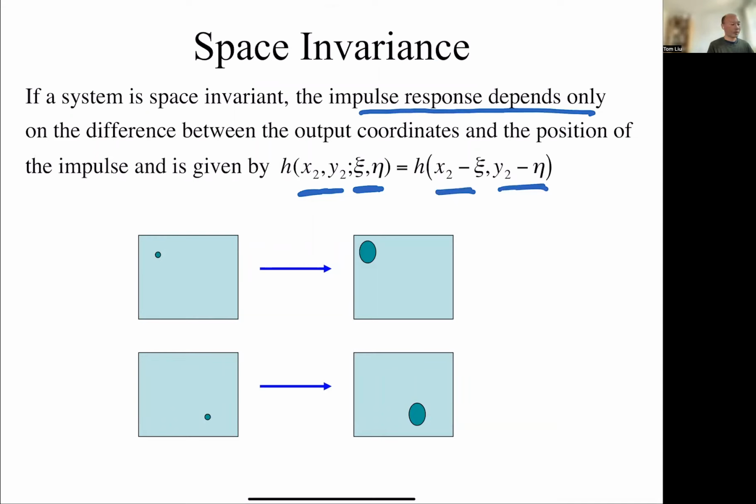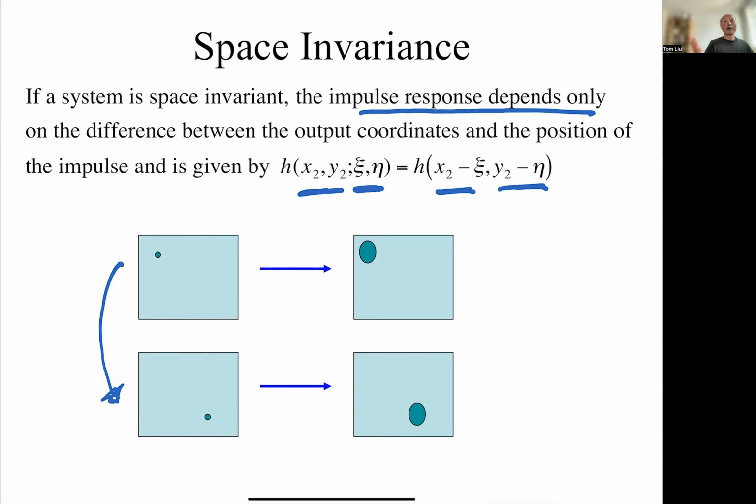So this is an example of an impulse response where if I shift my impulse from the top left corner to the bottom right corner, then my output shifts by the same amount in the output coordinates. All right, so if that's true, that's a space invariant system.